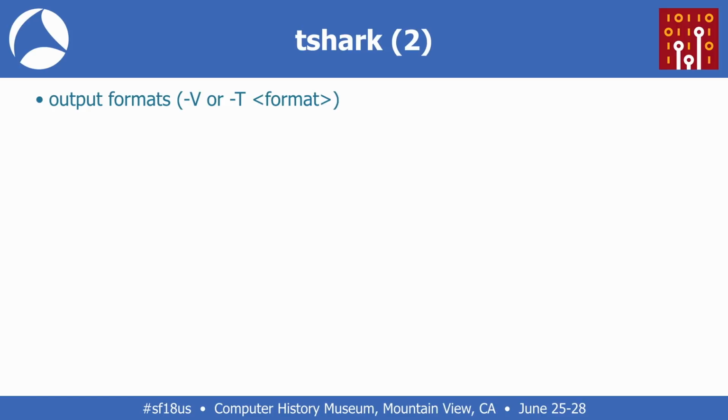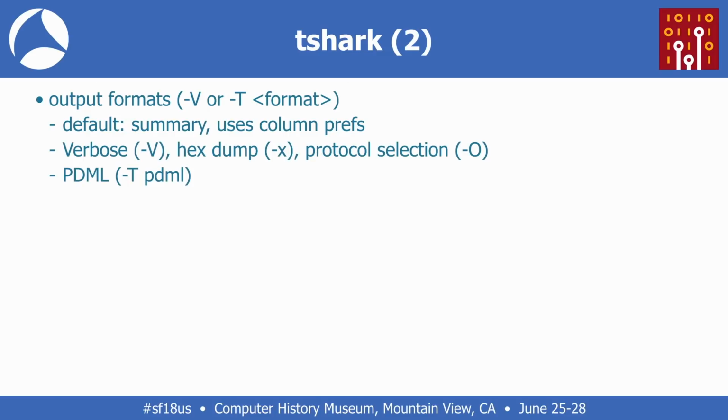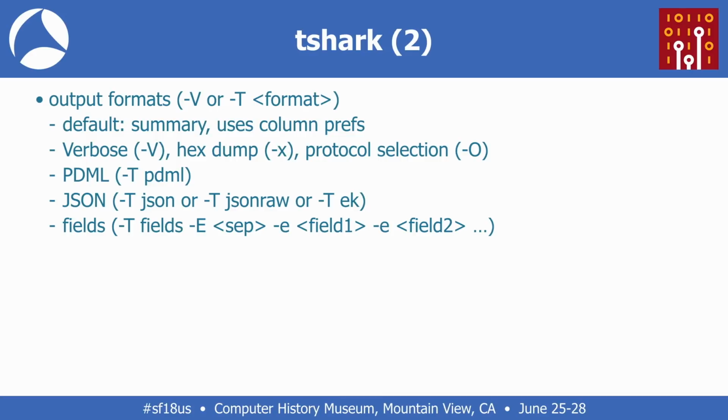And then there's -T, and then you can choose a format. You can choose PDML, which is a packet XML kind of format. There's JSON these days, so if you want to have JSON output, you can use JSON output. The one I use the most is the fields output. In the fields output, you can select which fields you want in your output, and you get nice tab separated fields, which you can post-process.